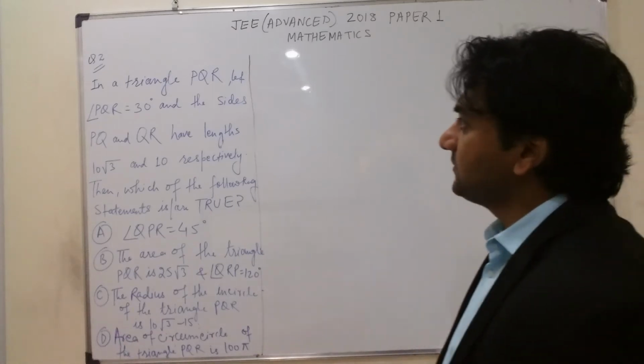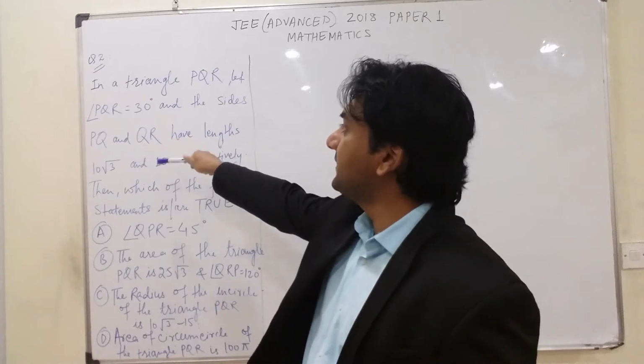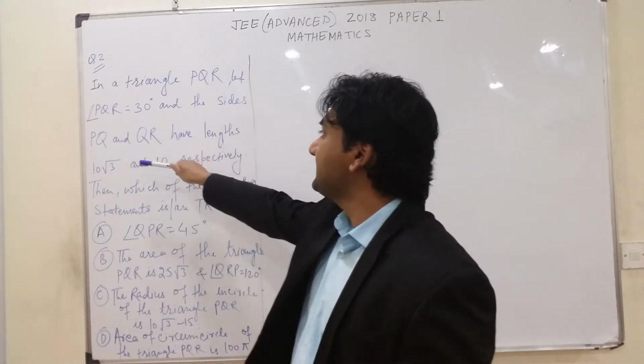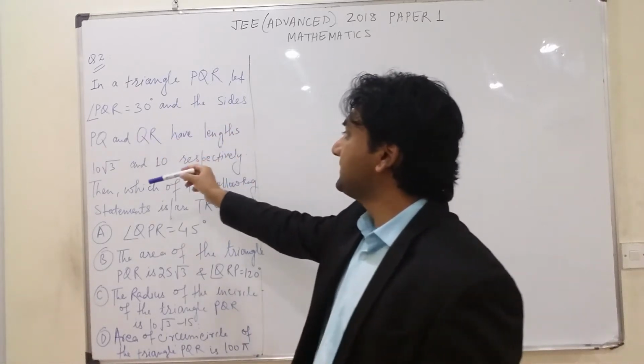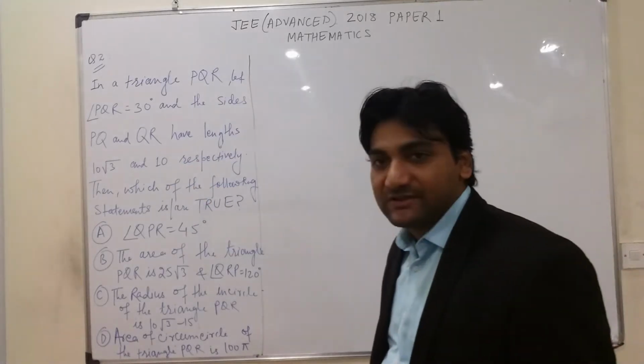Mathematics. So what's the question? In a triangle PQR, let angle PQR be 30 degrees and the sides PQ and QR have lengths 10 root 3 and 10 respectively. Then which of the following statements is or are true?